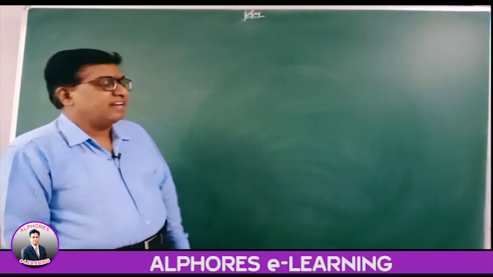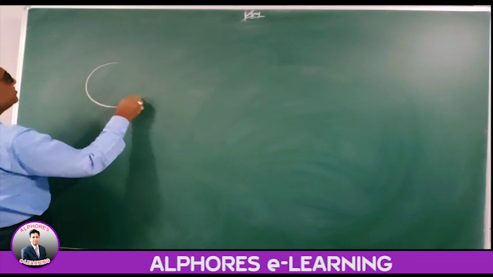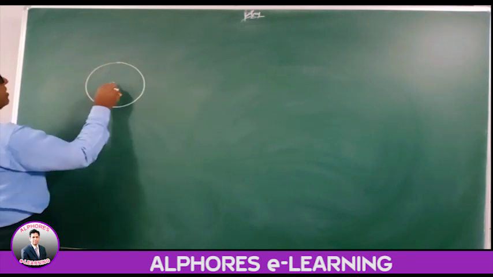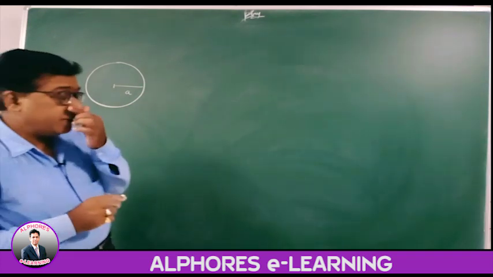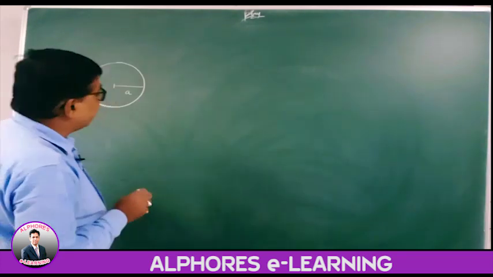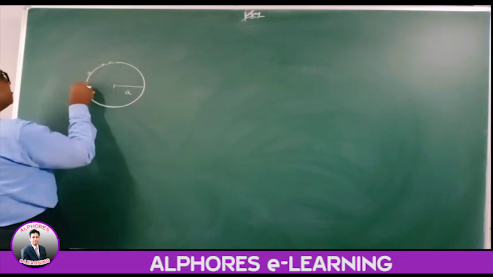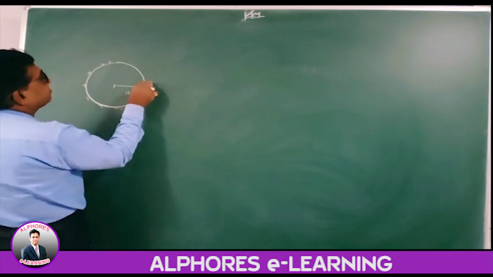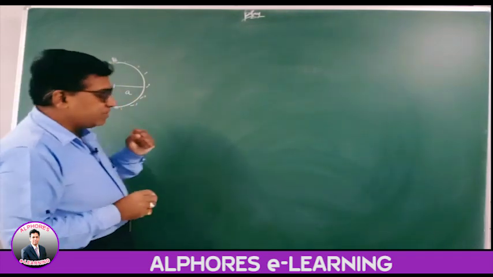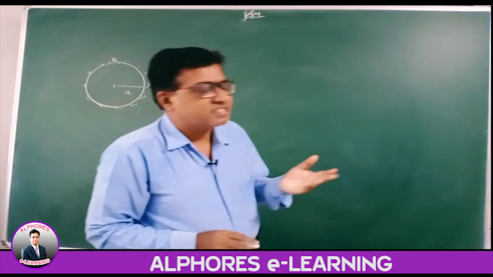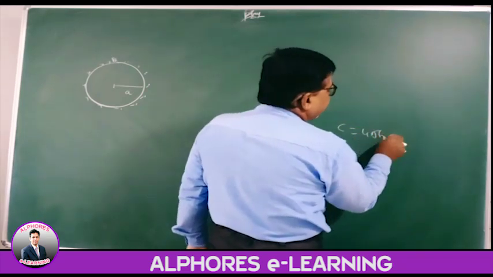Now next, let us consider a spherical condenser. Consider a metal sphere of radius small a, and let it be charged with some charge capital Q. This is a simple spherical conductor whose capacity can be determined as C equals 4 pi epsilon naught a.